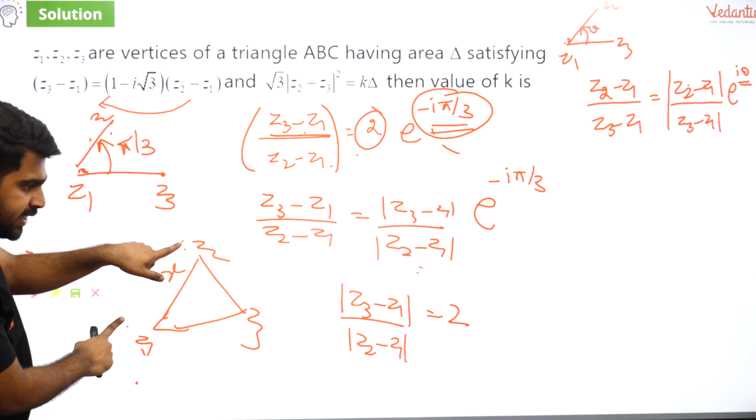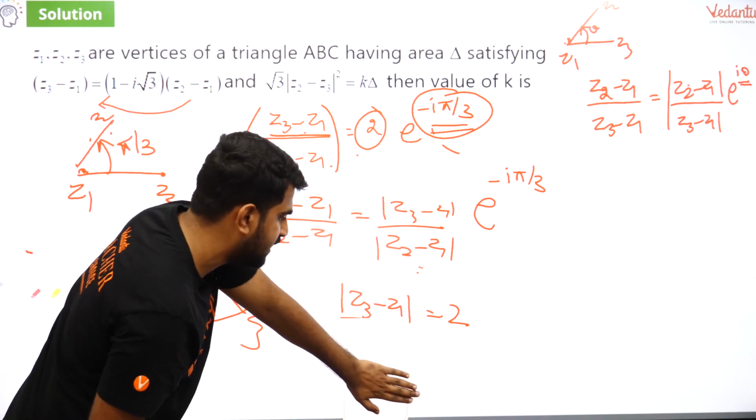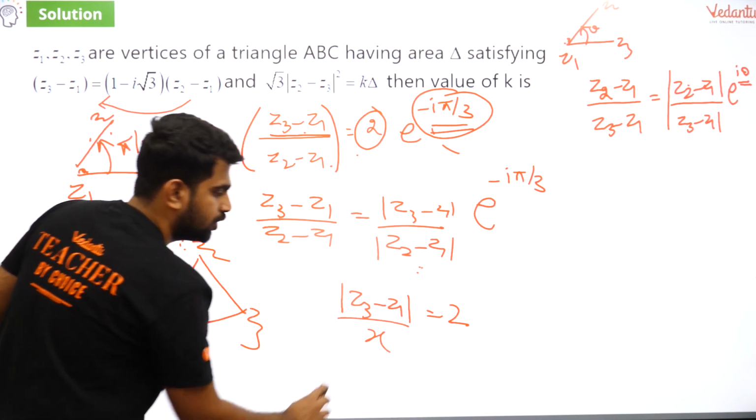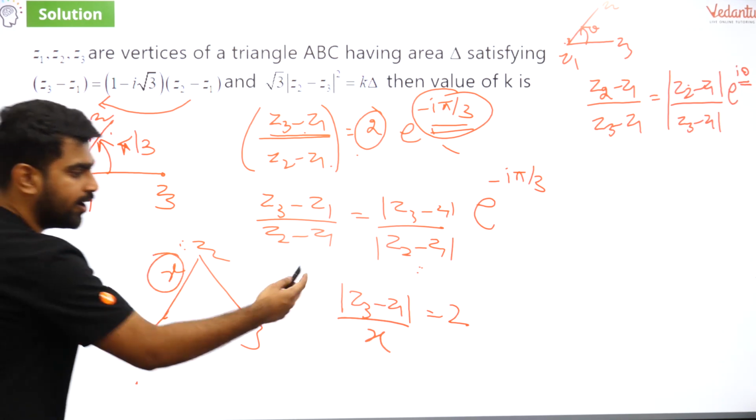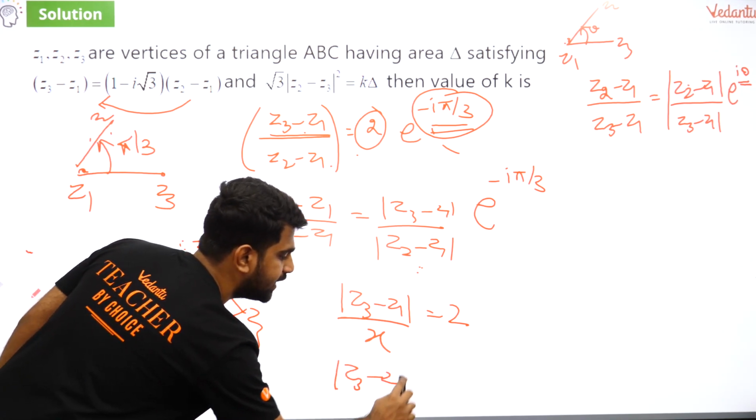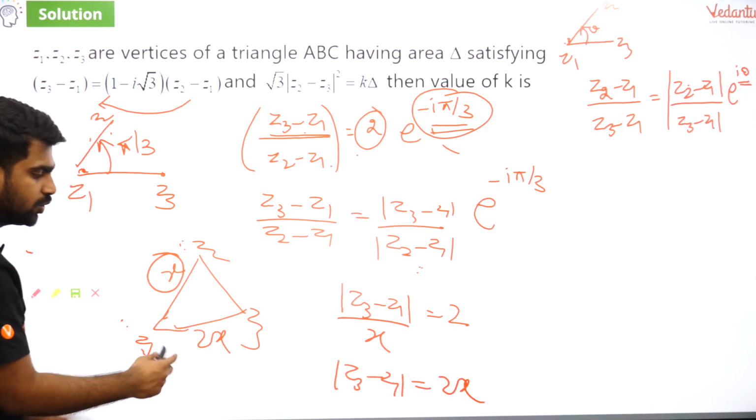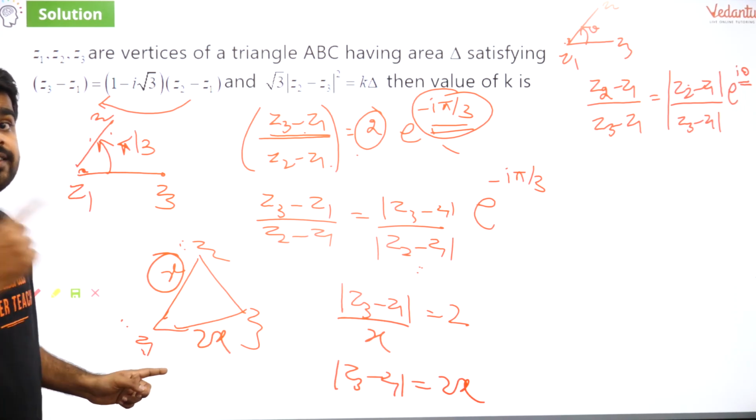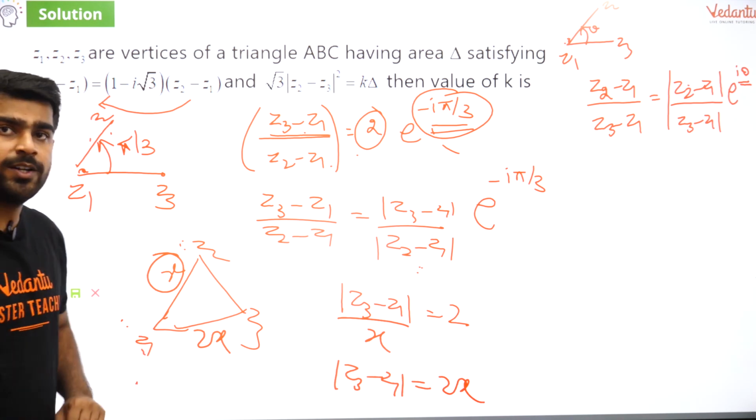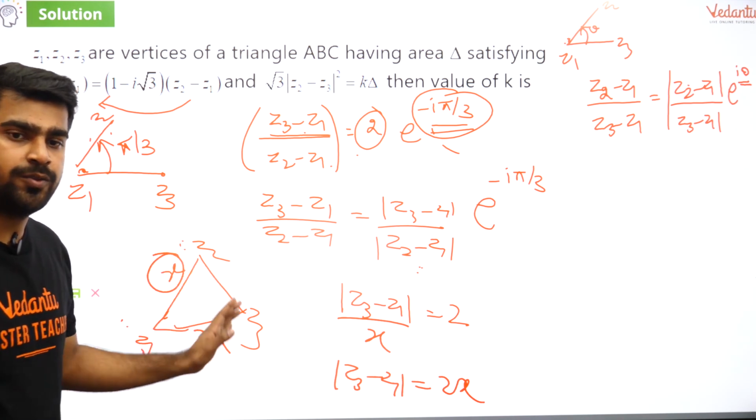So I took this distance as X. So can I substitute instead of this place? I will divide by X. So if I take this as X, what will be mod of Z3 minus Z1? That will be 2X. So this distance, that is mod of Z3 minus Z1, will be equal to 2X. I am sure all of you are able to follow.